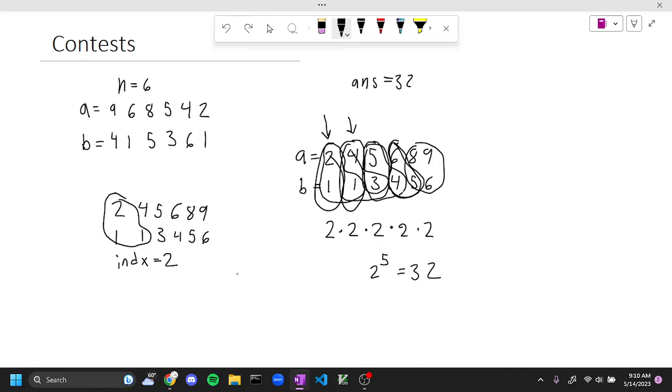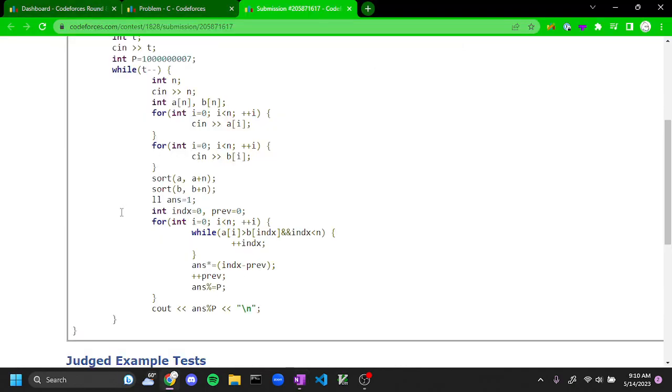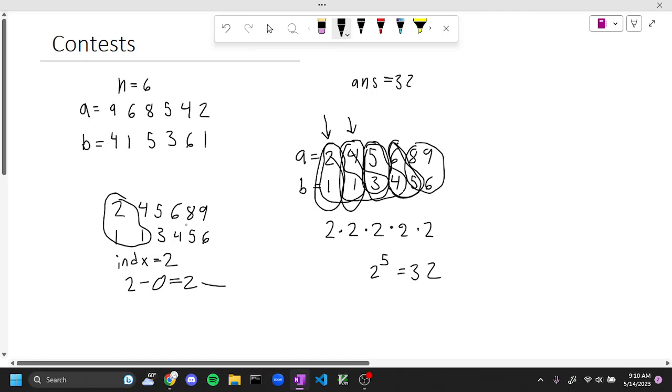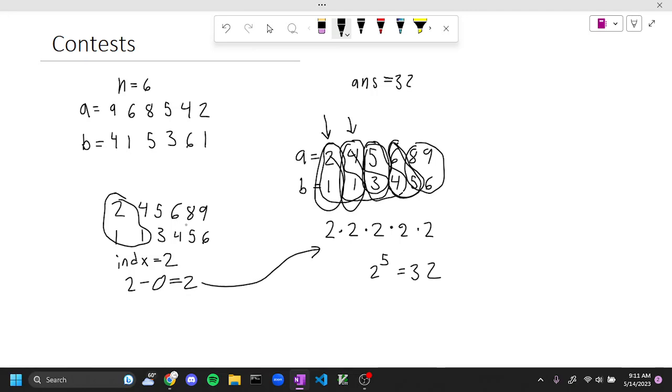So in this case where i is equal to 0, so while 2 is greater than 1 and 1, I keep incrementing it. So now index is equal to 2, and 2 minus previous, which is 0 right now, is equal to 2, which pairs up with this answer. And then we increment previous by 1, so now previous is equal to 1. That just means that we can't use 2 and 1, right? Because they're already filled up.